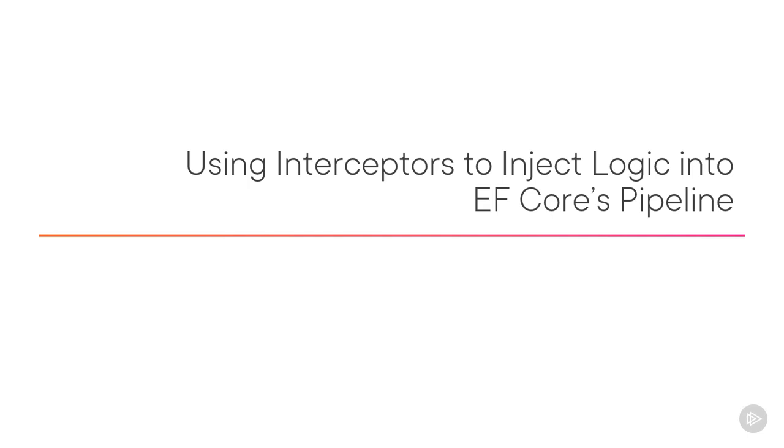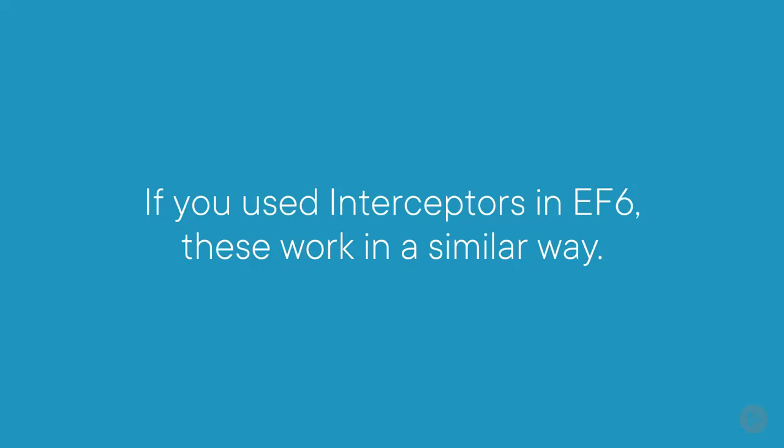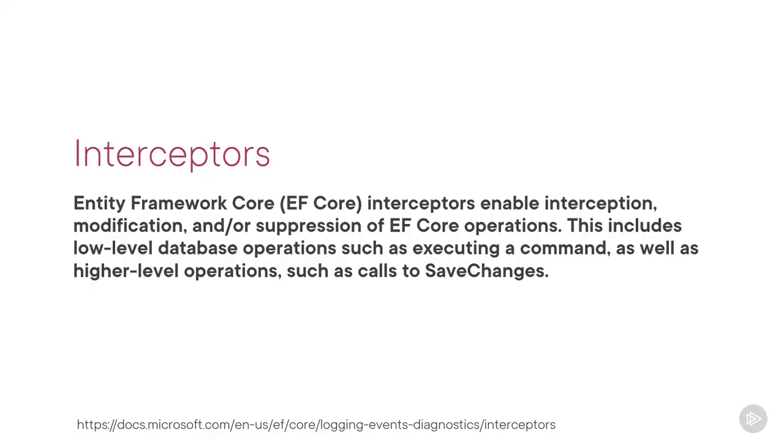The next way to tap into EFCore's pipeline is through a feature called interceptors. If you used EF6, be aware that this feature is almost the same as it was back then, though it went missing in the first few versions of EFCore, but it's in here now. I like how interceptors are described in the docs. They enable interception, modification, and/or suppression of EFCore operations. This includes low-level database operations, such as executing a command, as well as higher-level operations, such as calls to save changes.